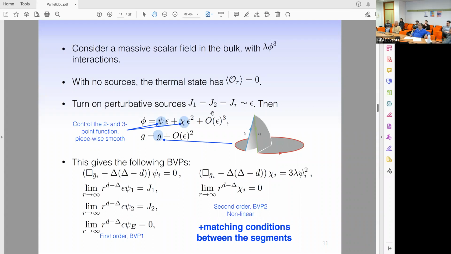So you're rewriting your bulk scalar field as the sum of two other bulk scalar fields. Yes. So what's exactly the way you split it? You have a parameter epsilon. When I introduce the sources on the boundary, I take those sources to be very small. I took them to be perturbative. So this epsilon is the parameter that controls the back reaction, essentially, if you want.